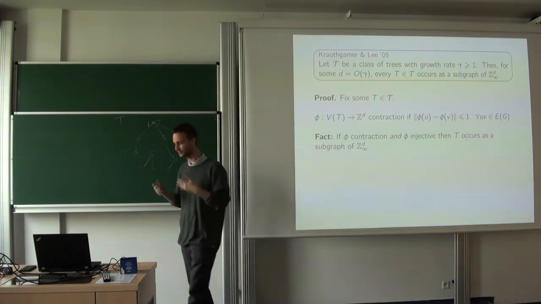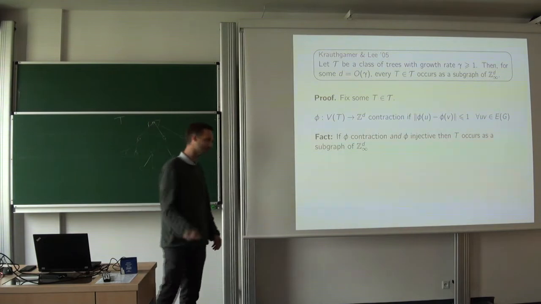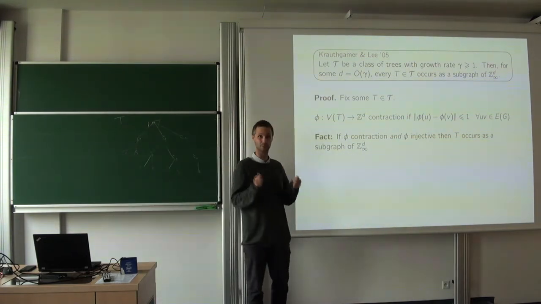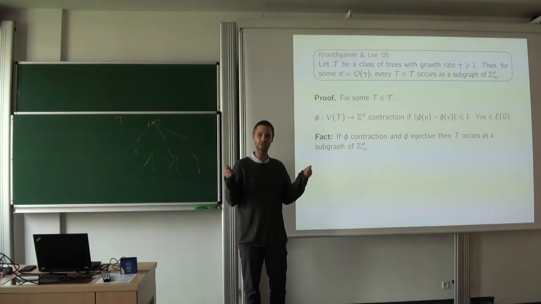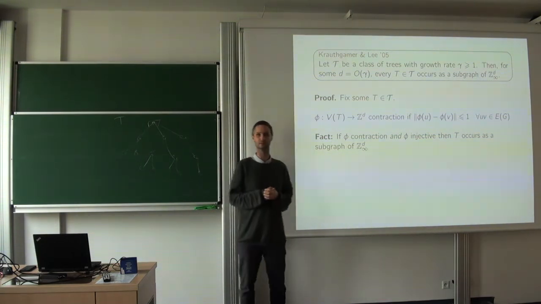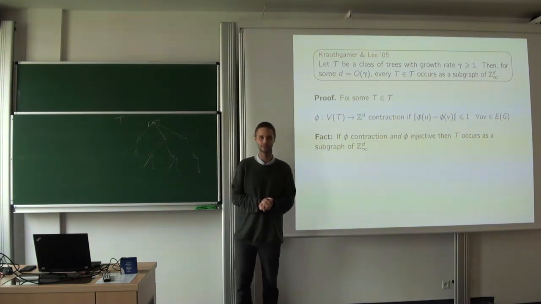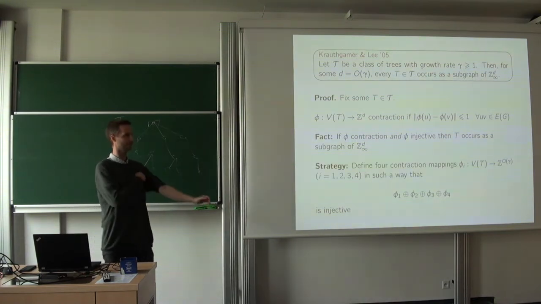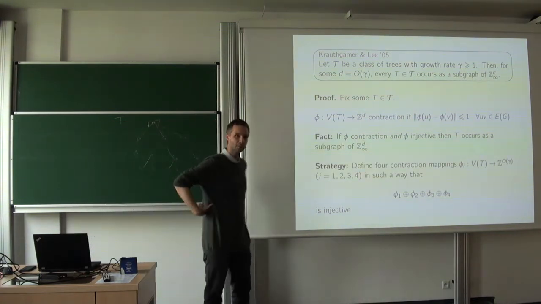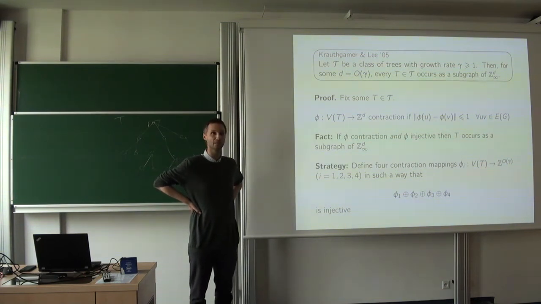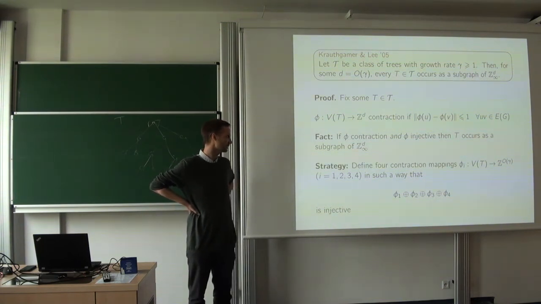We are going to build contraction mappings, and we are going to modify them. We will always keep the property that we play with contraction mappings, and then eventually, at the end, if everything goes well, we will deduce that we got a contraction mapping which is injective, and then we are done. Okay, let me be a little bit more precise about how we are going to define these contraction mappings.